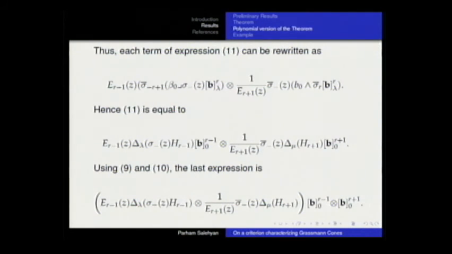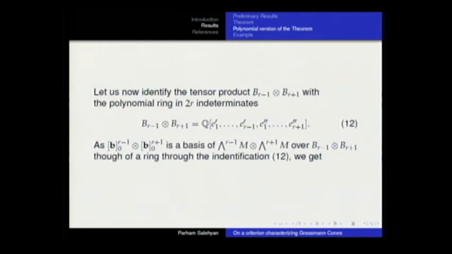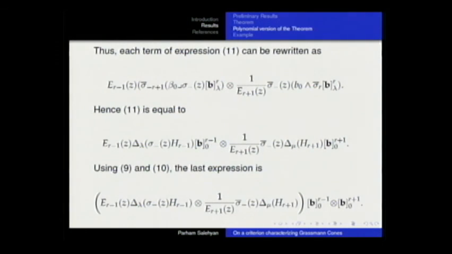For this equality, just note that we can identify the tensor product of these polynomial rings of R minus 1 and R plus 1 indeterminates as the polynomial ring of 2R indeterminates. This is straightforward. And as this element of this vector space is the basis element seen as a module over this polynomial ring, we get this simple expression for each term.